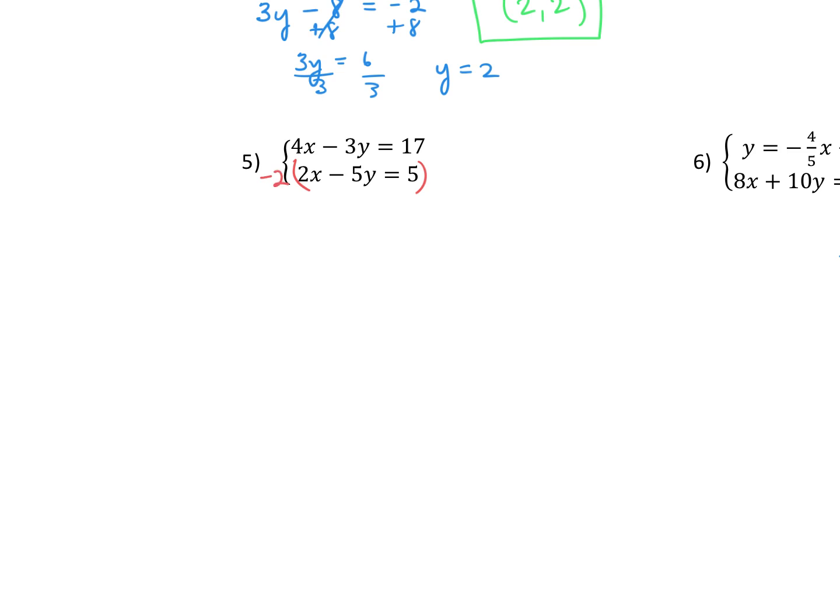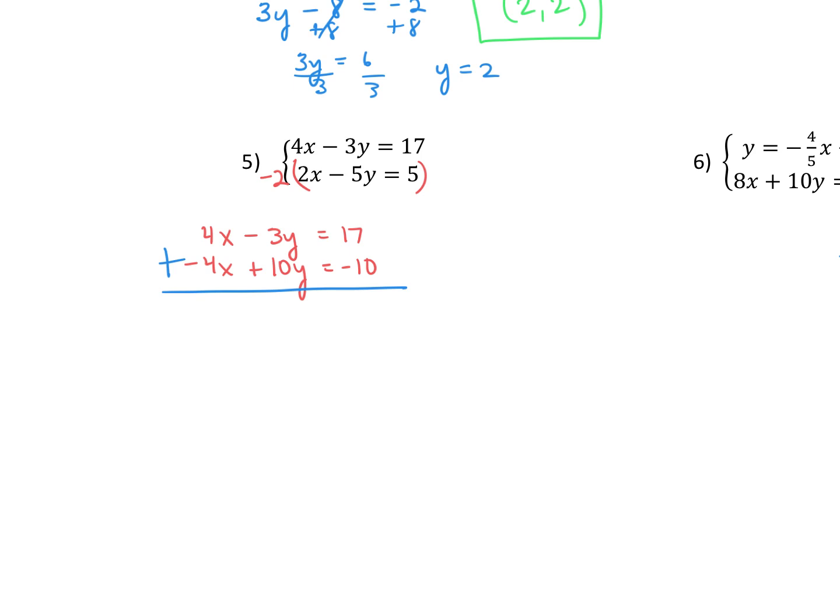All right, I like to rewrite the equation. Top equation is not changing. 4x minus 3y equals 17. Now let's multiply negative 2 through the bottom equation. We're going to get negative 4x plus 10y equals negative 10.